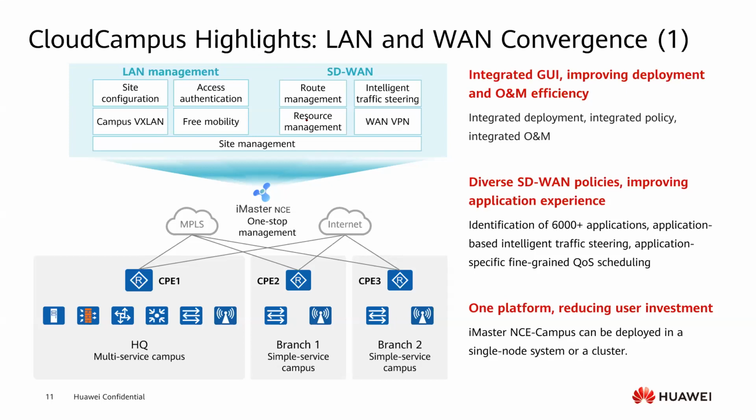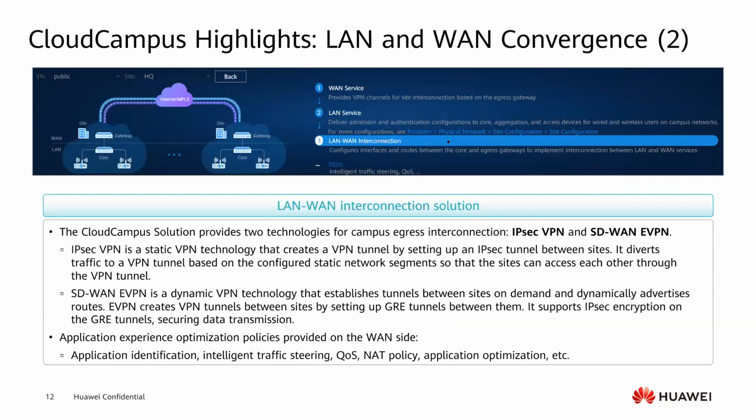For the LAN site, it's just the internet of our large and medium-sized scenario. You can do the site configuration, access authentication, the VXLAN deployment, and free mobility, and also can do some configuration for the branch interconnection just for the SD-WAN, such as route management, intelligent traffic steering, resource management, and VPN. And for the SD-WAN, it has the LAN WAN interconnection solution based on IPsec.